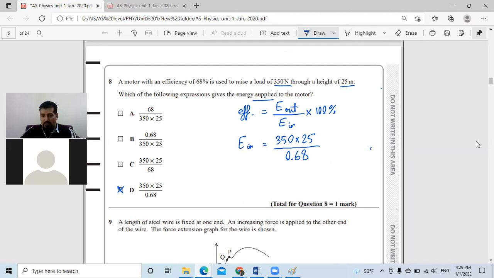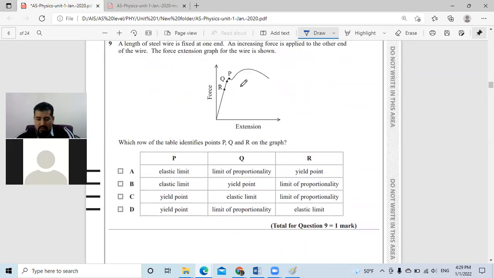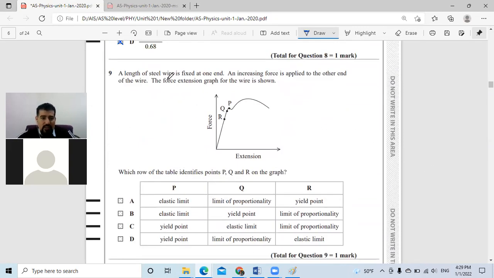Shukran, shukran. Next, number 9, what do they ask? It's a very easy question. We have a steel wire fixed at one end and an increasing force applied to the other end. The force extension graph of the wire is shown. Which row of the table identifies the points P, X, and Q? Now we know that P can be the yield point, and Q can be the elastic limit. And this is the limit of proportionality. So the answer is C. Yes, shukran ya Noor, shukran ya Hamza, shukran ya Abdul Fattah, shukran ya shabab who are answering. Yes, thank you.